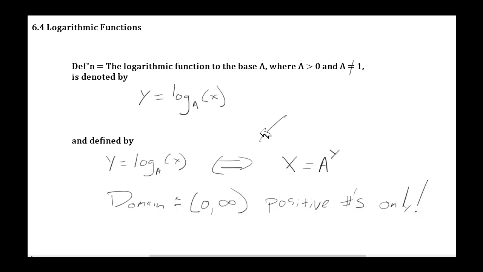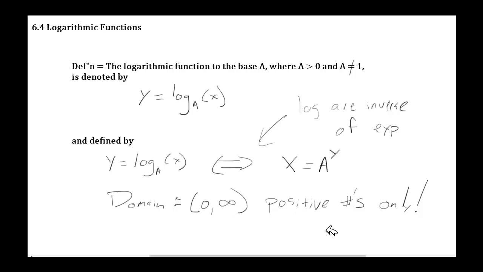So what this is saying is that logs are the inverse of exponential functions. So that was important. Remember, when we talk about exponential functions, they're one-to-one. So that means they had an inverse. Logs are that inverse. The domain of a logarithm is positive numbers only.